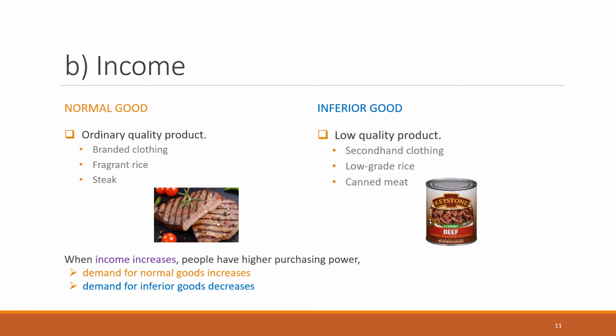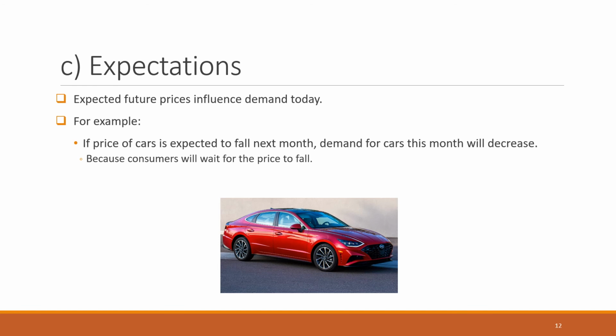When income increases, people have higher purchasing power. Therefore, demand for normal goods increases. However, when people have higher income, they are able to buy better quality products for replacing low quality products. This will reduce demand for inferior goods.